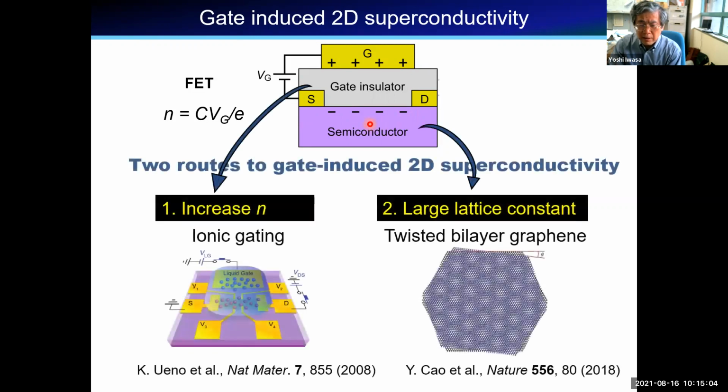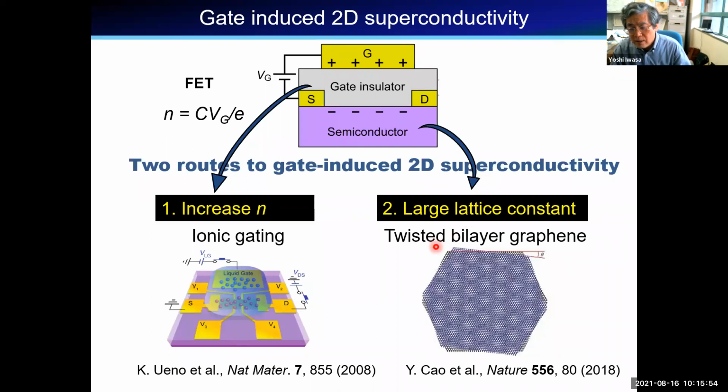So nowadays, two routes for gate-induced superconductivity are already known. One is ionic gating, which we started more than 10 years ago. And the second one is twisted bilayer graphene, which is very, very popular nowadays in our community. The first method replaces the gate insulator with a special gate insulator, which is an ionic gel or ionic liquid. And in the latter case, we replace the normal semiconductor with a very special semiconductor, a twisted system.